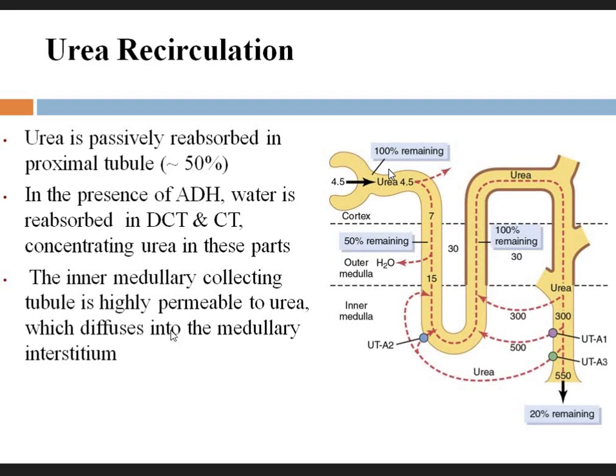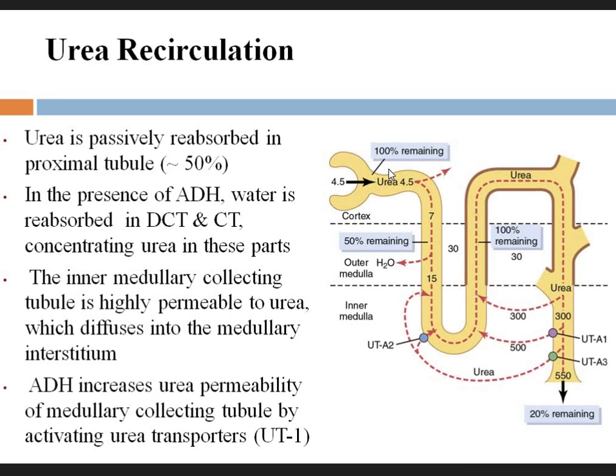The inner medullary collecting tubule is highly permeable to urea, which diffuses into the interstitium. I had shown in that table also that the medullary portion of the collecting tubules is very much permeable to urea. So we can see that urea gets reabsorbed through this portion and enters the interstitium, then it gets secreted also at various places in the loop of Henle. But it is very much reabsorbed in the medullary portion of the collecting tubules.